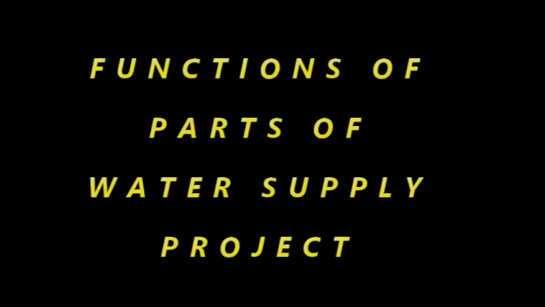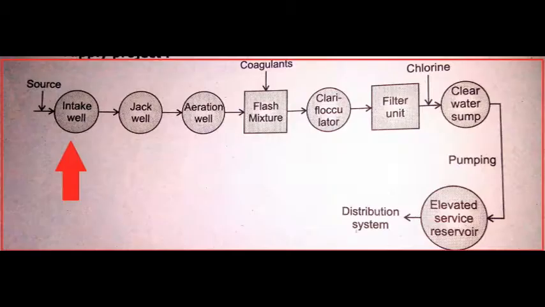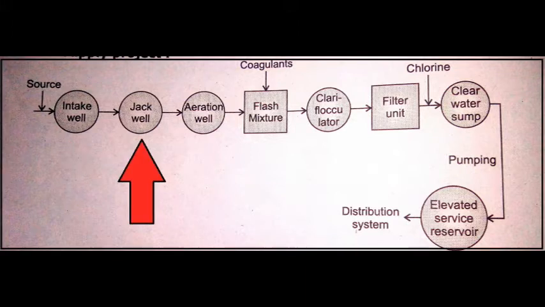Functions of parts of water supply project. First point is intake well. The main function of intake well is to collect the water from surface source and convey it to treatment plant. Second point is jack well. The jack well is situated on the bank of source and the main function is to receive the water from intake well and discharge to the treatment plant.